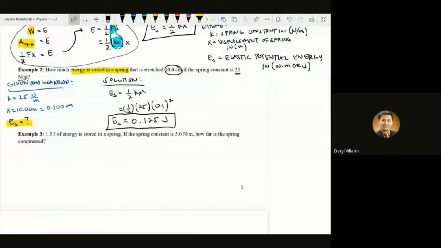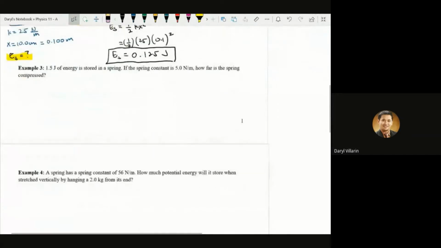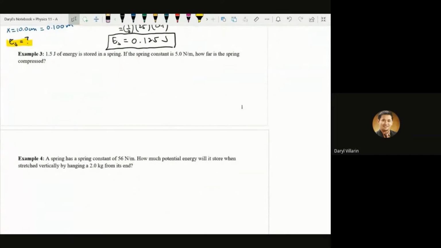Okay, so we're gonna go over the last three examples here. So example number 3, 1.5 joules is stored in a spring. If the spring constant is 5 Newton per meter, how far is the spring compressed? So how far? That constitutes a displacement, right?